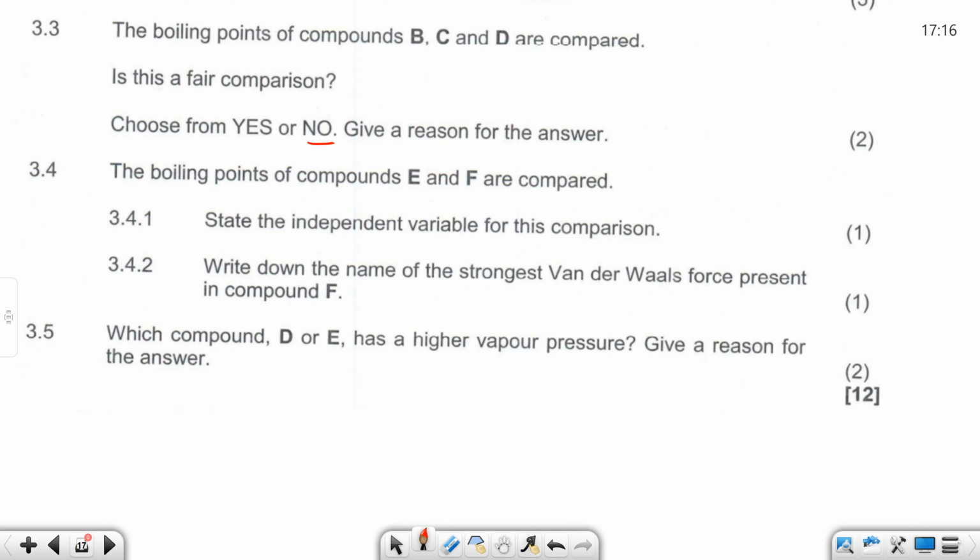Which compound, D or E, has a higher vapor pressure? The one that has a higher boiling point. Please don't say they are inversely proportional. They are not inversely proportional. If something is inversely proportional, then I must be able to calculate from one. There's no constant there. We just know that as one is increasing, the other one is decreasing. It's like bread and petrol. They are not inverse.